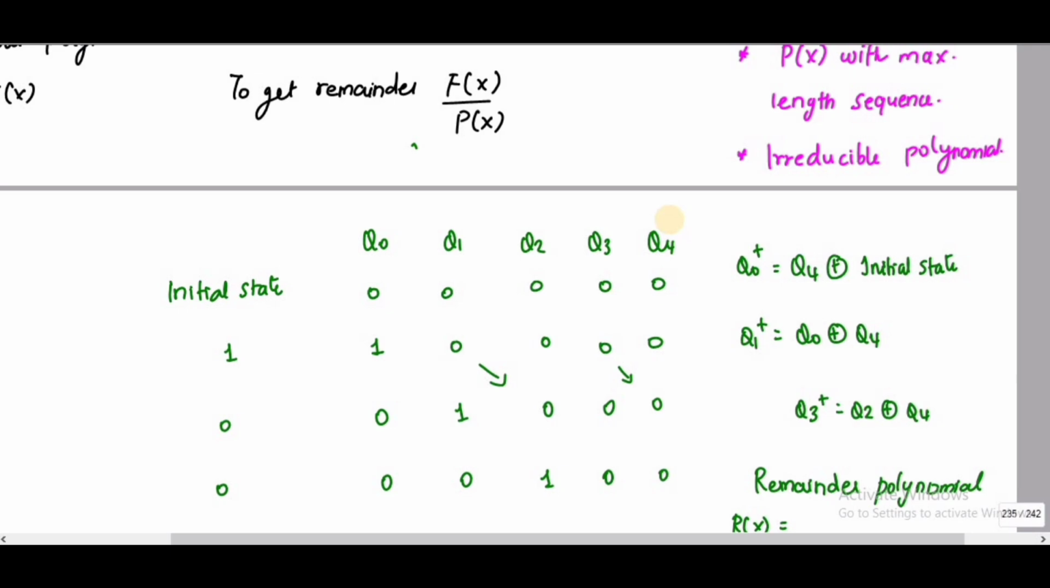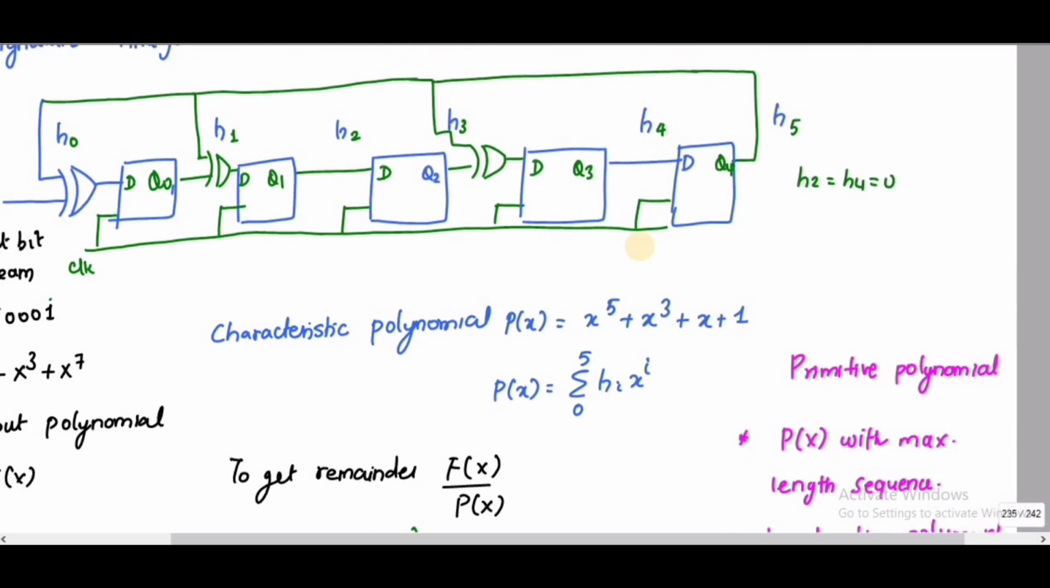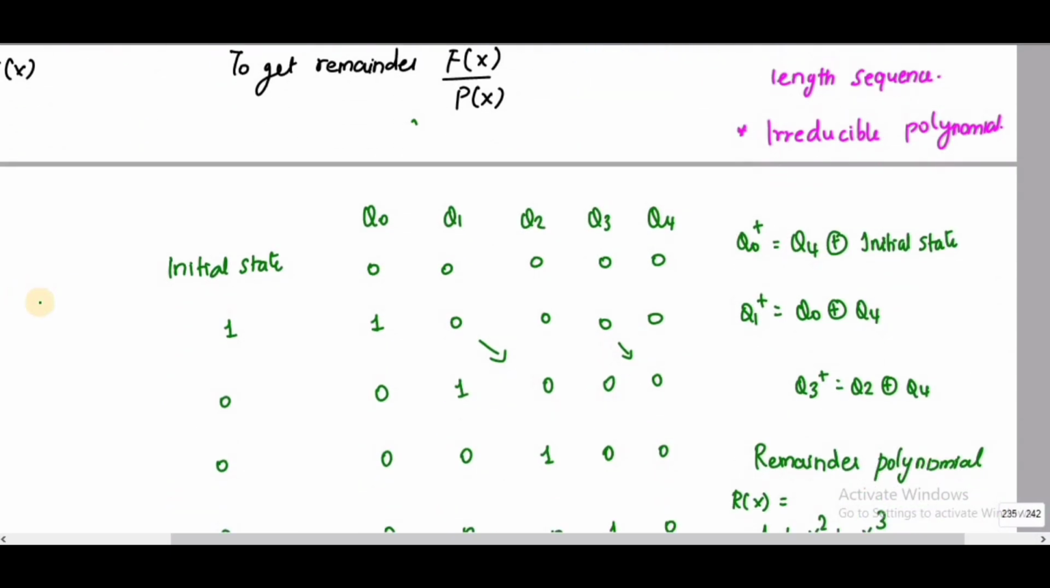How can it be done? Since I have 5 flip-flops, I am going to write 0 x q0 to q0, and the initial state is 5 zeros. Okay. From the diagram, I can write q0+ is equal to q4 XOR with the initial state, right? You can see what q0+ is. The q0+ is from q4, right? So q4 XOR with the input bit stream. Okay. So this is my input bit stream, right?